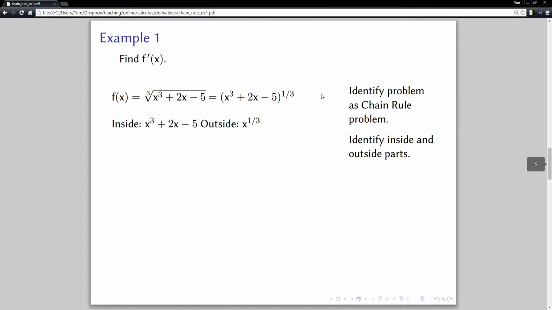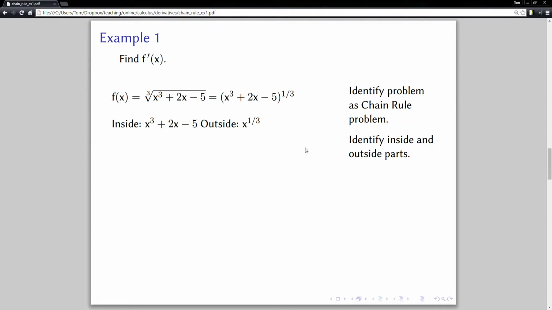Once you know that it's a chain rule problem, what you want to do is identify the inside parts and the outside parts. So the inside part here is x cubed plus 2x minus 5. That's definitely inside the parentheses here. So that is the inside part. The outside part is basically what we would get if we removed the inside part and replaced it back with an x. So that would be x to the 1/3. So in other words, this function here is built from taking the inside part and plugging it in for x into the outside part. Okay.